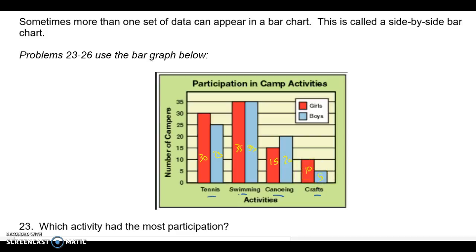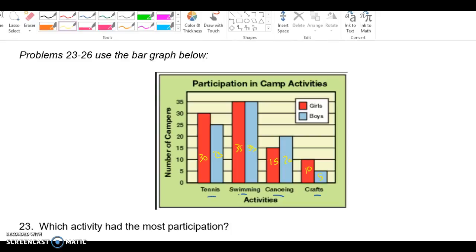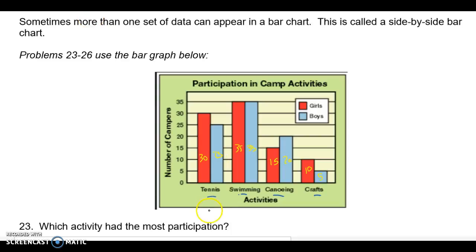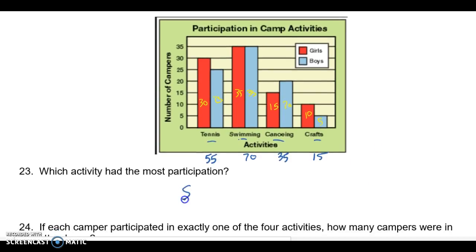It says which activity had the most participation? Not boys versus girls, but the activity overall. So tennis looks like it has 55 people, swimming 70, canoeing 35, and crafts 15. So the most participation would be swimming.